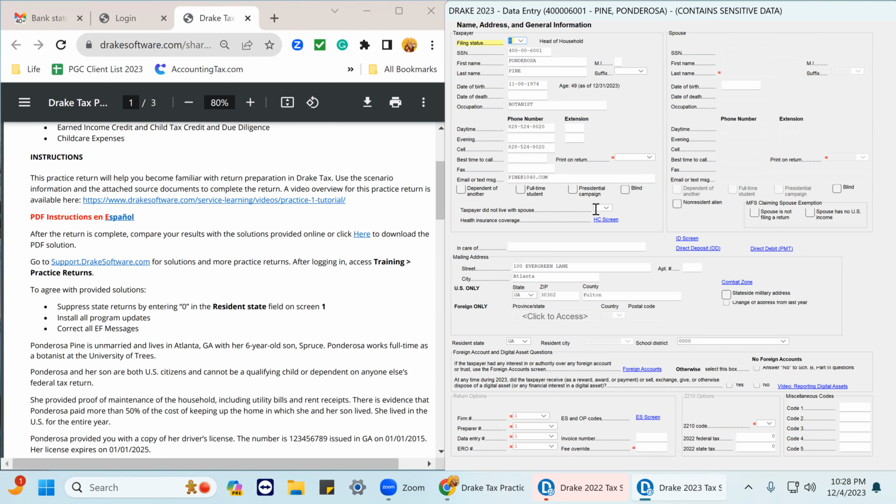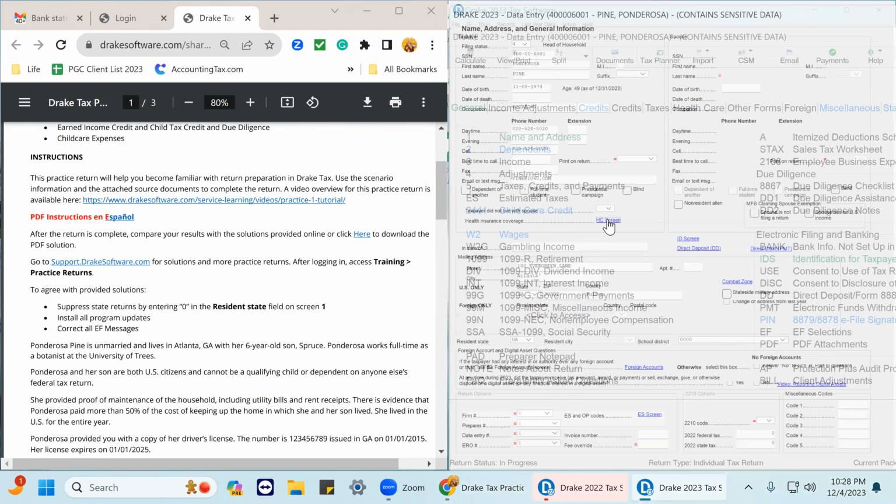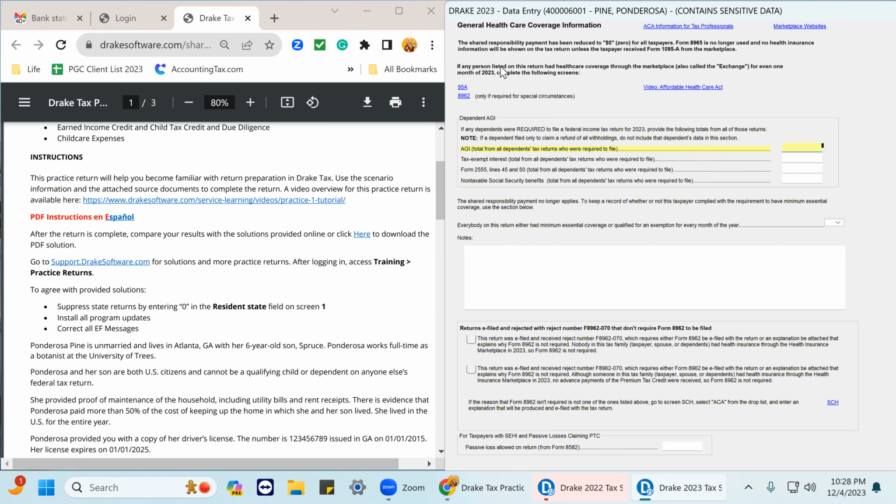That's easier. Now we're coming from the top to the bottom. The first HC is health coverage. In this situation, they both have health insurance. In federal, they used to have a penalty for somebody who did not have health insurance, but right now they already got rid of it. But you still put yes in here. So you're done. We're done with this.